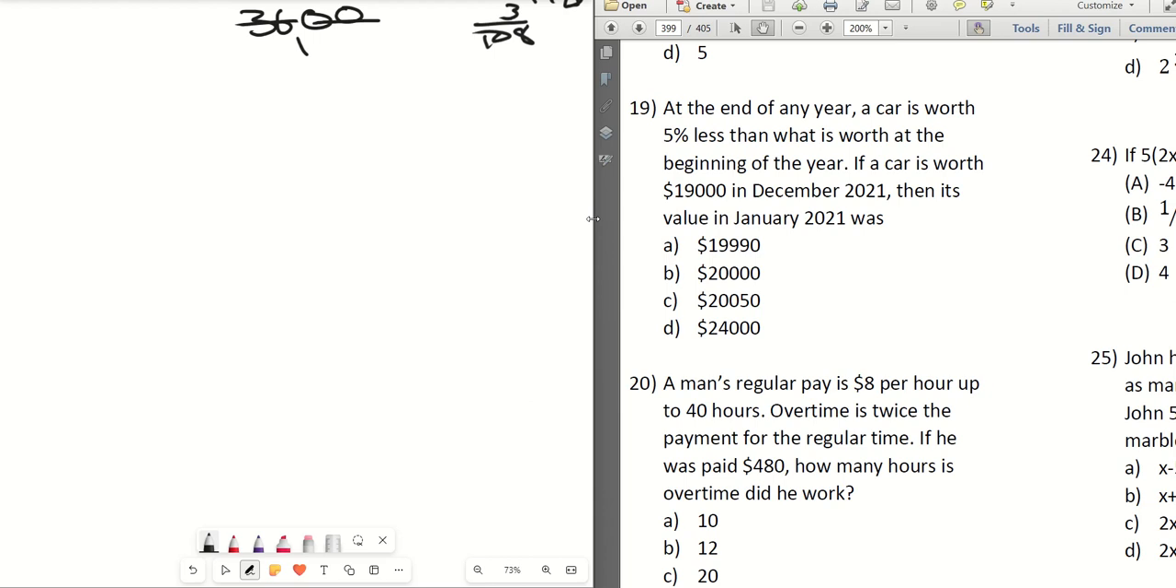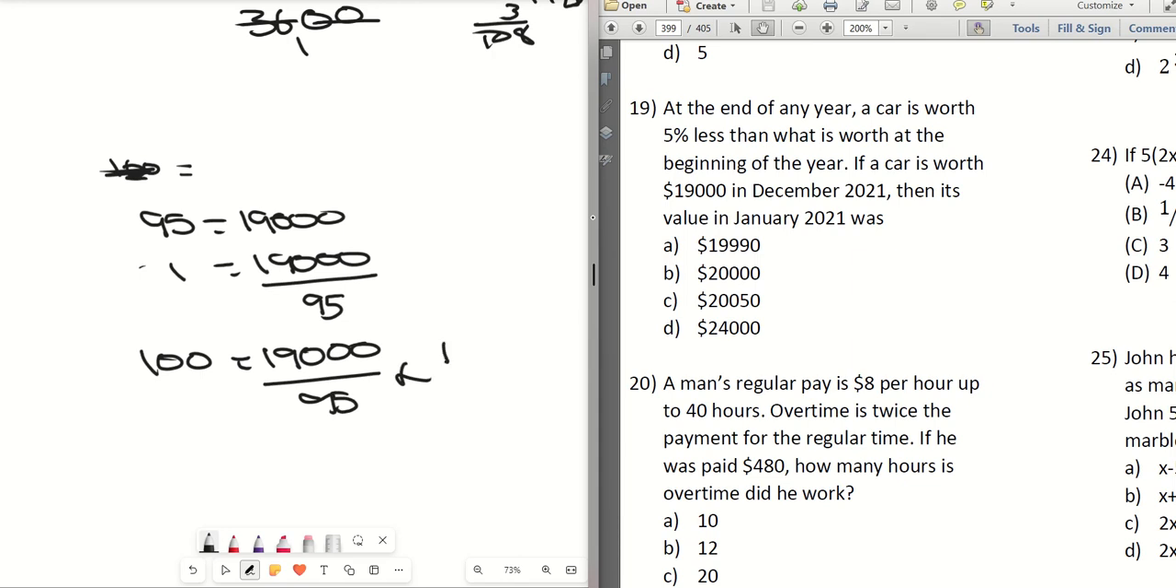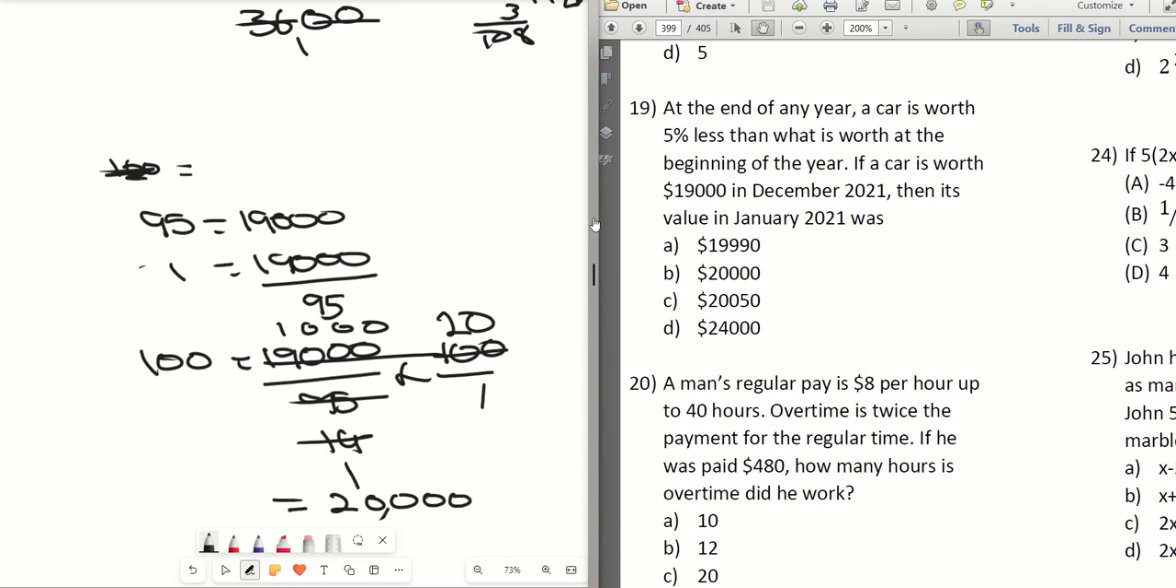All right, so you say 100% is not 100%, 95% is equal to 19,000. 1% would be 19,000 over 95. You want to find for 100%, which is 19,000 over 95, multiplied by 100 over 1. 5 goes into 95 19 times, 19 into this is 1,000. So that's 20 by 1,000. So the answer for this is 20,000, right?